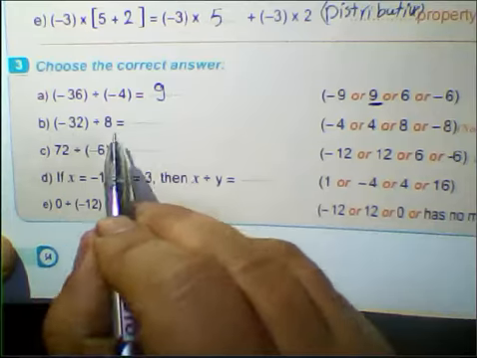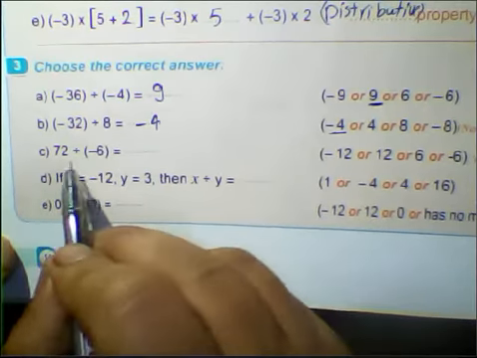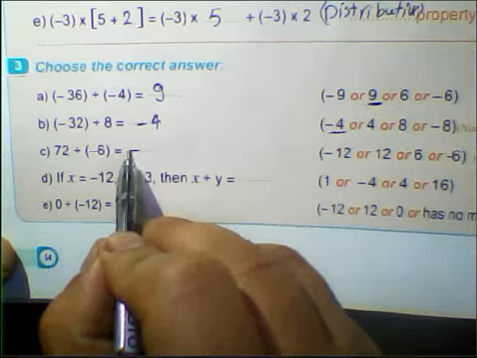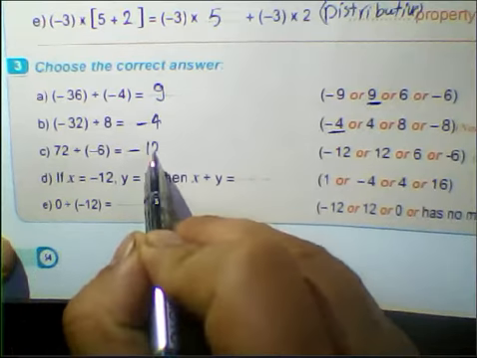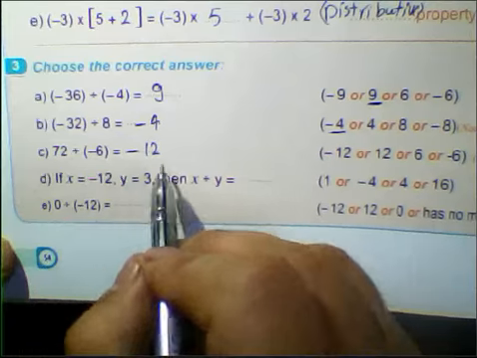Negative 32 divided by 8 equal negative 4. 72 divided negative 6 equal negative 12. Positive divided negative equal negative. 72 divided by 6 equal 12.